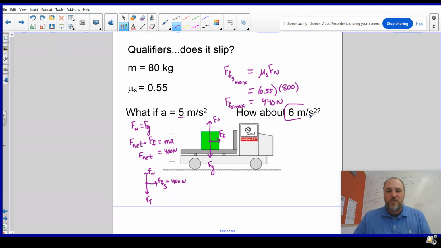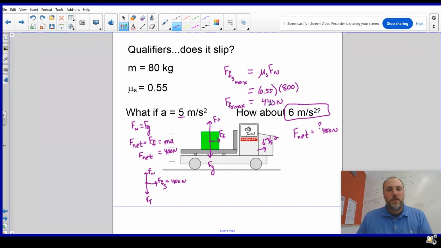But if our truck driver is driving irresponsibly, or again, he forgot to strap this crate down, so this could be a bit dangerous. But if they try to accelerate too high, so the truck is going to accelerate forward at 6 meters per second squared. There's nothing stopping the truck from doing that. And if the truck were to accelerate at 6 meters per second squared, then we would need a net force of 480 newtons.